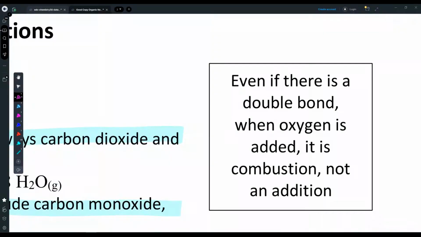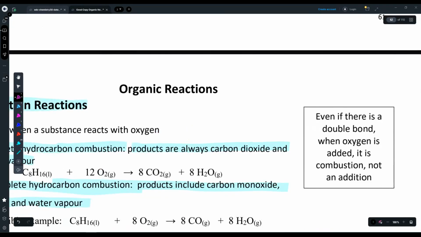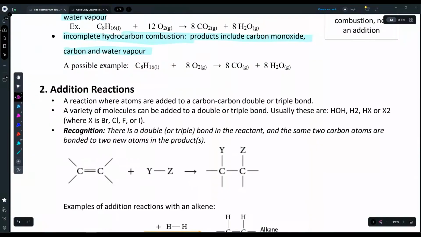Even if there is a double bond in your hydrocarbon, if you have a hydrocarbon reacting with oxygen, that is your key signal that you have a combustion reaction, not necessarily an addition reaction. The reason why I mention that is just because in the next section with addition reactions, essentially what you're looking for is a double or a triple bond, and that's going to be your location to add whatever other reagent you have.